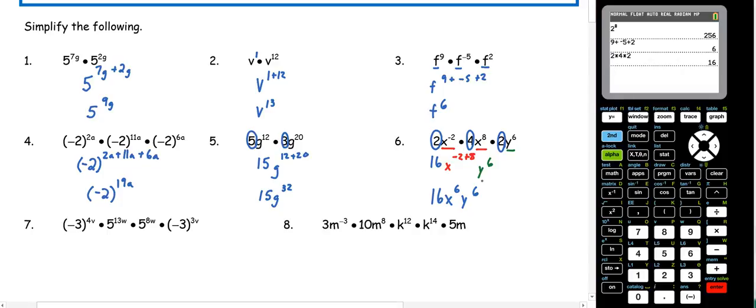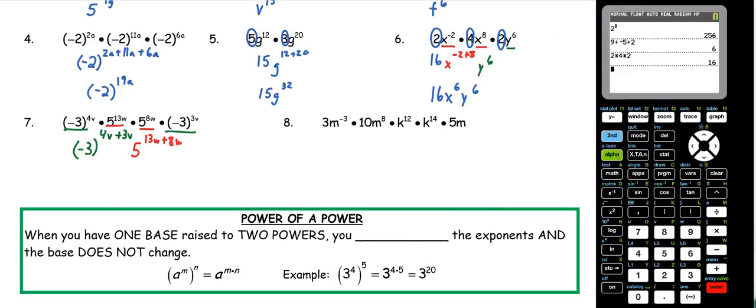Number 7, we have negative 3 to the 4v times 5 to the 13w times 5 to the 8w times negative 3 to the 3v. So we have two different bases again. We have a negative 3 base that's going to combine together. So negative 3 in parentheses, 4v plus 3v. And we also have 5 to the 13w plus 8w. So when I combine my exponents with the addition, I get negative 3 to the 7v and 5 to the 21w. Those are two different bases, so they don't combine together.